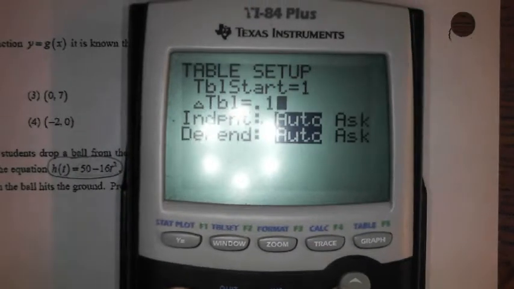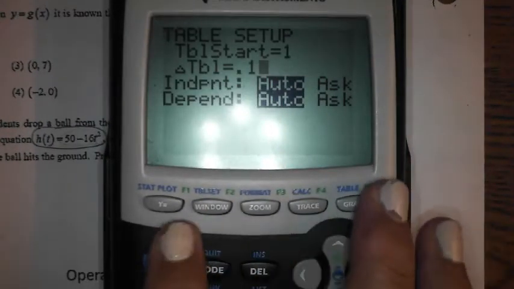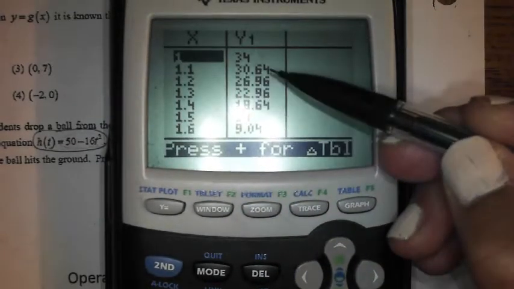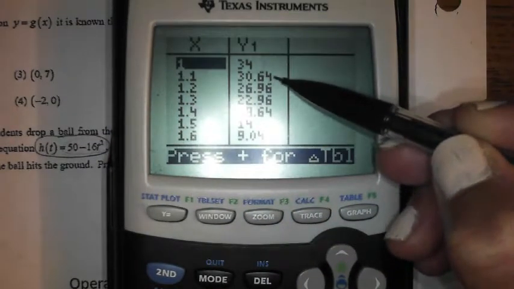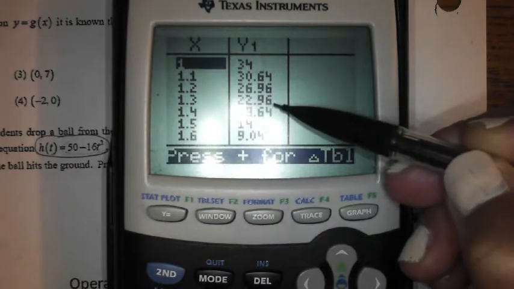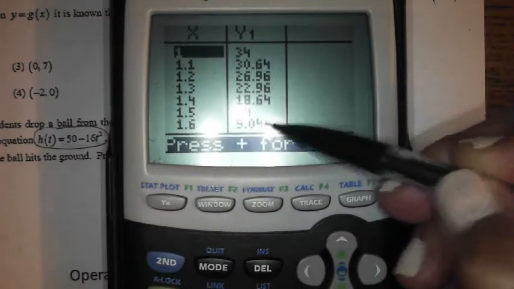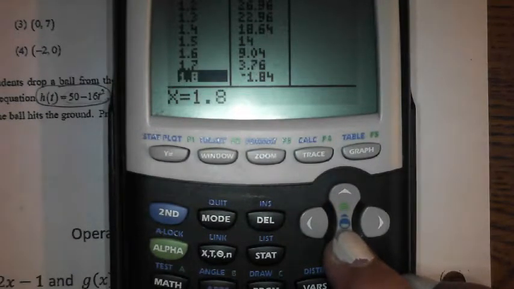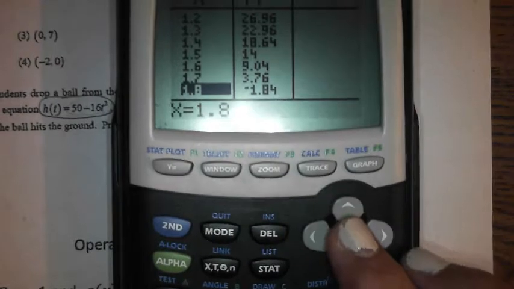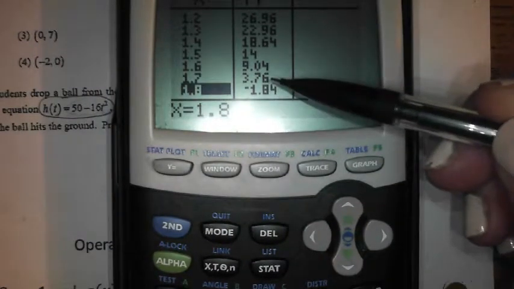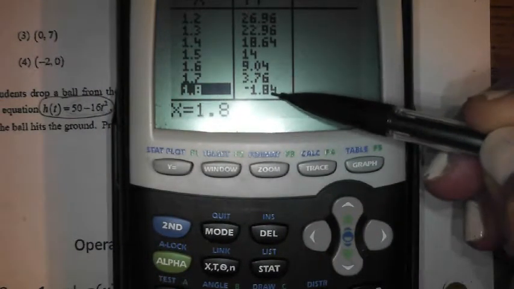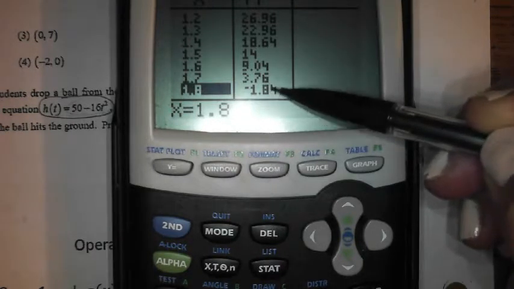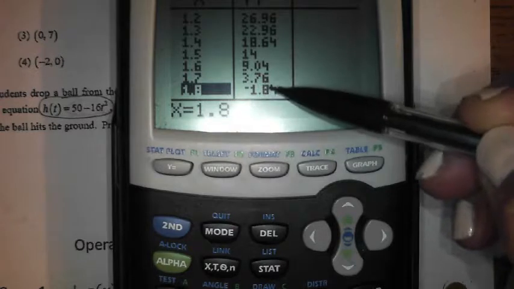So now when I hit second and go to my table, it's going to start at the 1 second mark and show me the height at 1.1, at 1.2, 1.3, and as we know is happening, it's decreasing. So to the nearest tenth, when is it closest to 0? It happened somewhere between 1.7 and 1.8, didn't it? See how it crossed 0? Which one of these numbers is closer to 0?